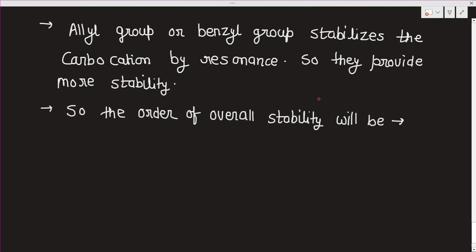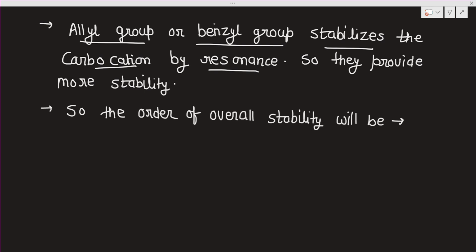Similarly, if you have given any allyl group or benzyl group, these groups can stabilize the carbocation by resonance because these are having double bond. So they can undergo resonance. Means to say these are stabilizing the positive charge, so they provide more stability. So we can say that these allyl groups or benzyl groups, if these are present, then they will be more stable.